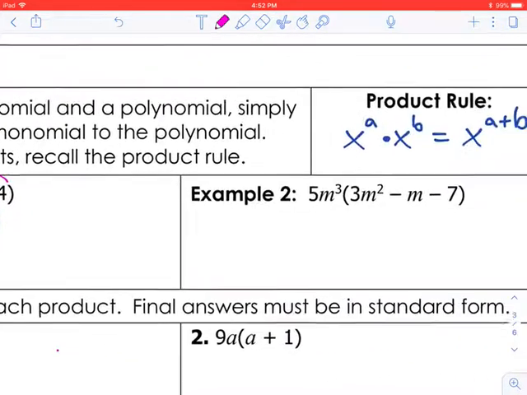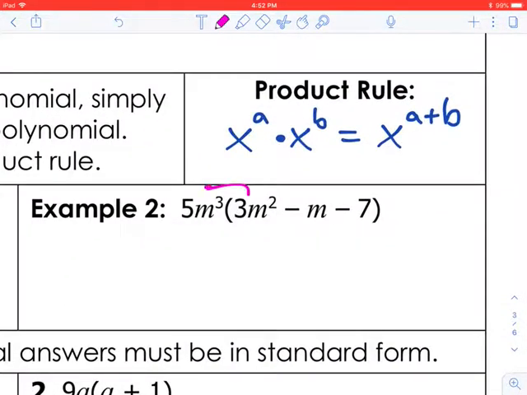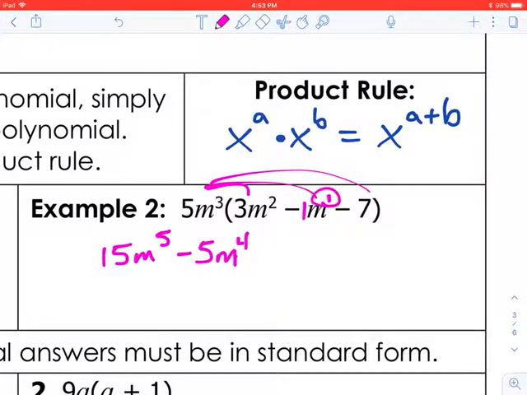So example 2, same deal. I'm multiplying that to all three. 5 times 3 is 15. M to the 3 plus 2 is 5. Same thing. 5 times negative 1 is negative 5. M to the 3 plus 1 is 4. So that's another confusion, is that m is just m to the 1. Well, you got to put that invisible 1 there. And then 5 times negative 7 is negative 35. And then the m stays the same, m to the third.